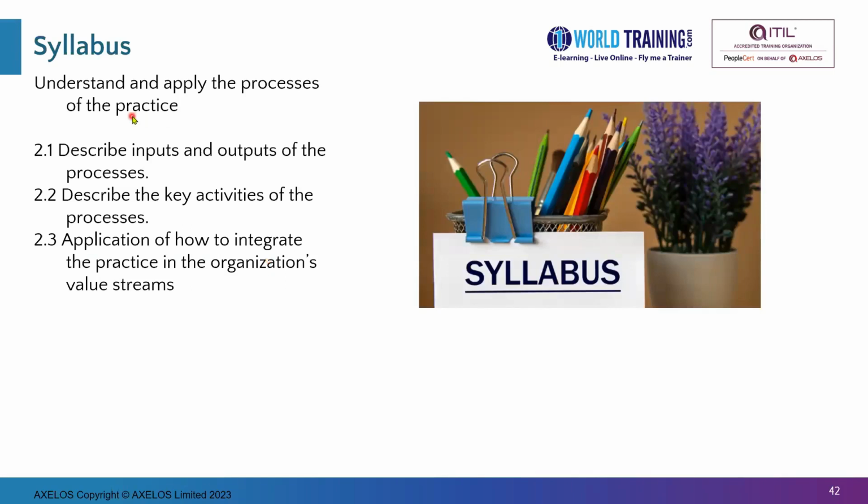So for the exam, we need to understand the processes, particularly the inputs, outputs, and the key activities and their details for each of the processes. And also understand the value stream concept, and in particular, how the continual improvement practice contributes to the value streams of the organization.